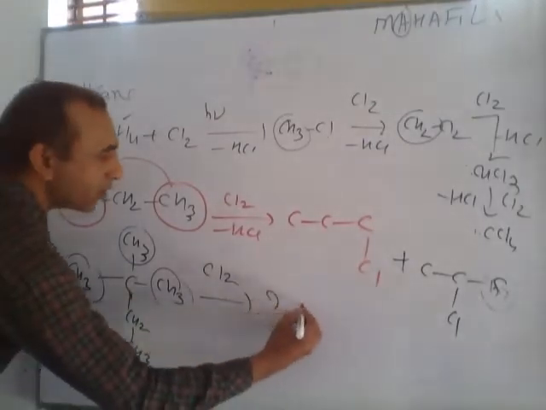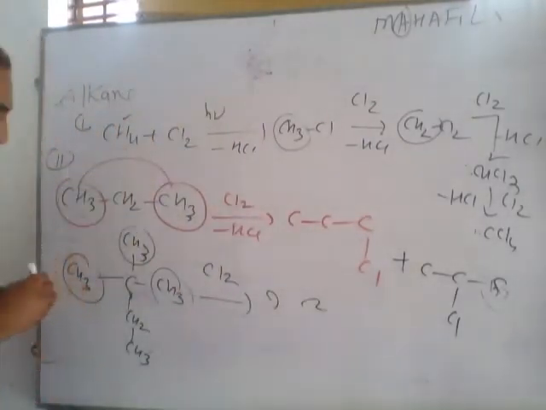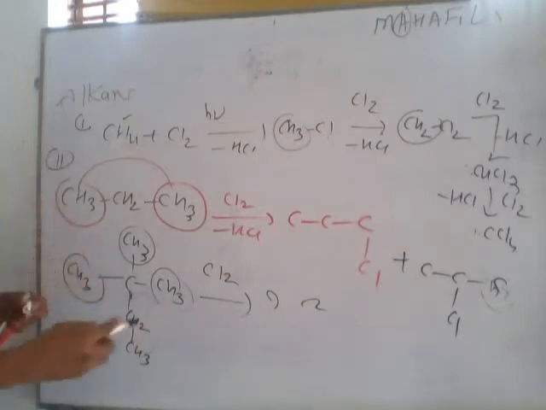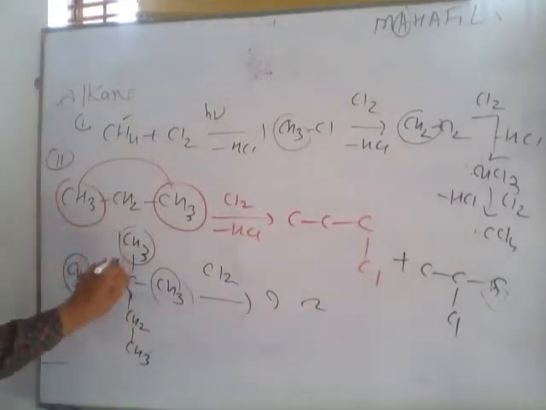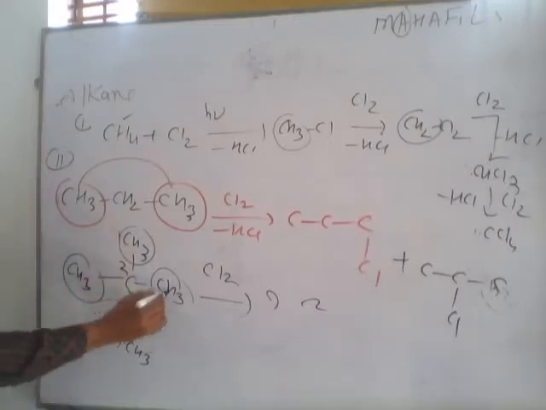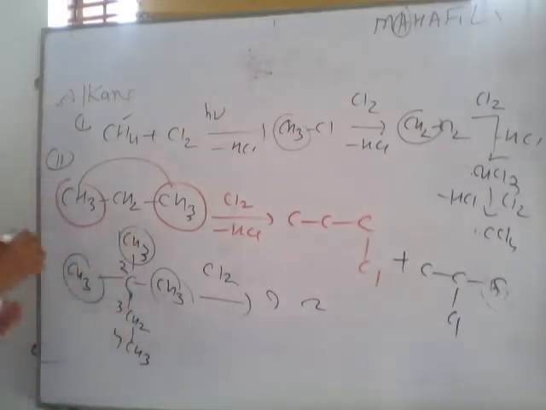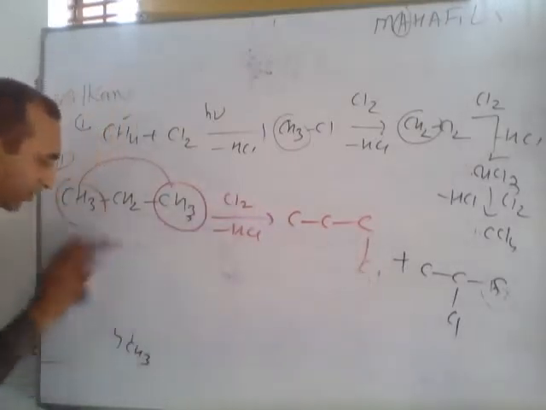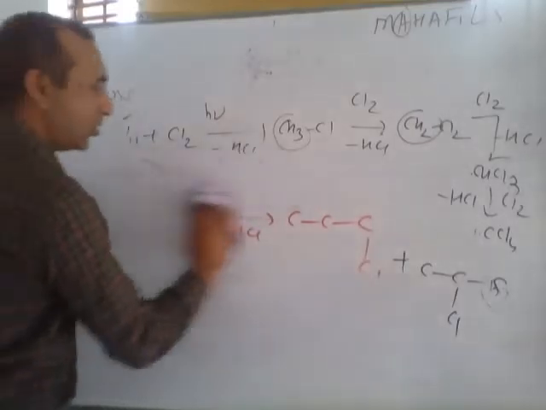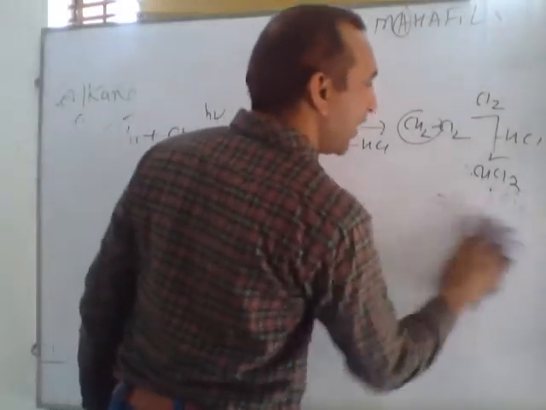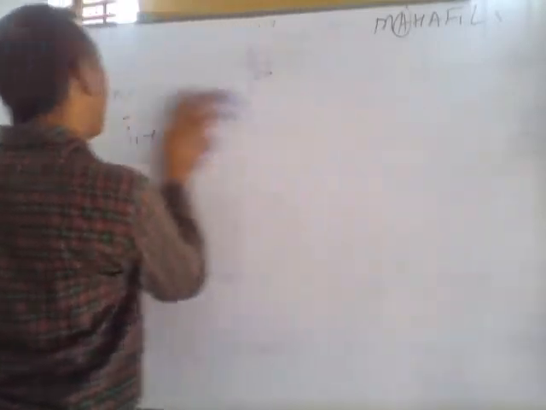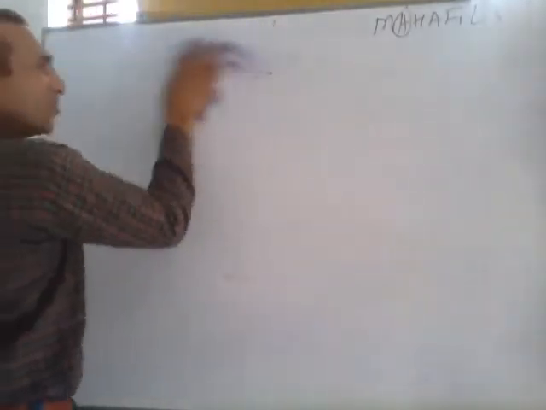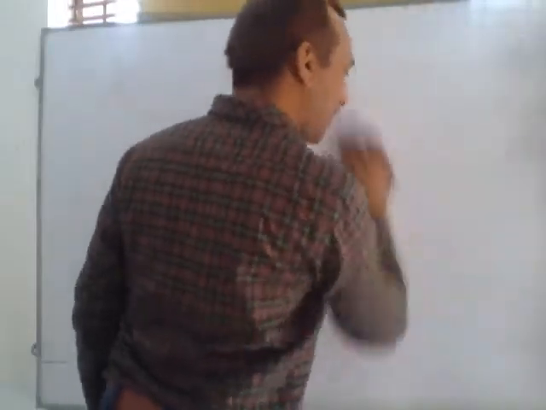Can you guess? Homework for you. First off, identify the number of sets of equivalent hydrogen atoms. For nomenclature, we can start here: 1, 2, 3, 4, 2,2-dimethylbutane. Work for you: how many products will form when chlorine reacts with 2,2-dimethylbutane on the basis of the number of sets of equivalent hydrogen atoms?